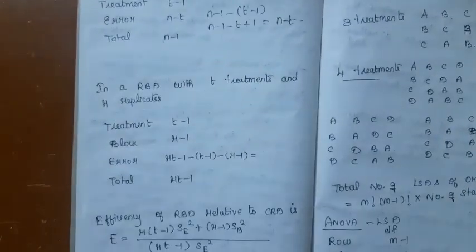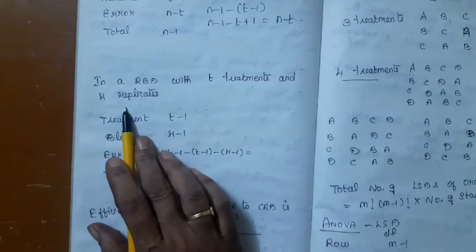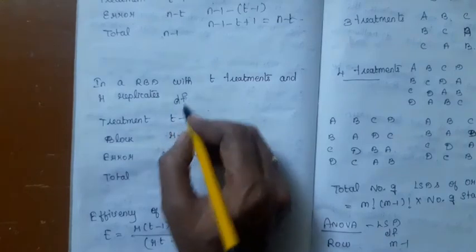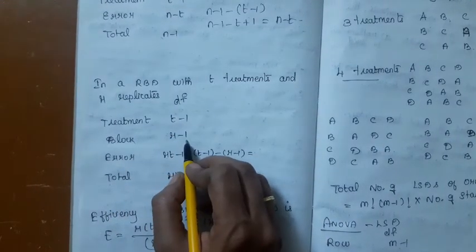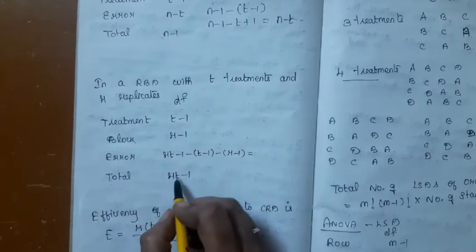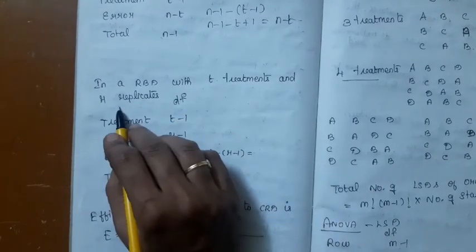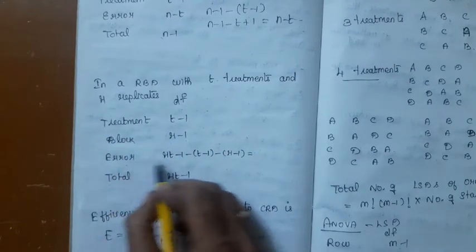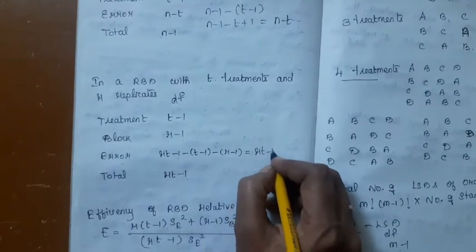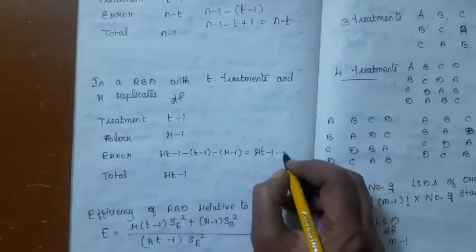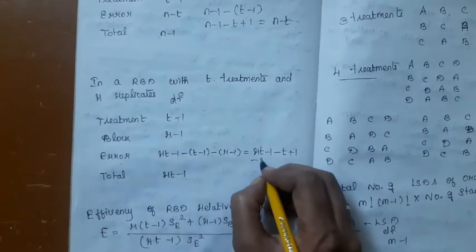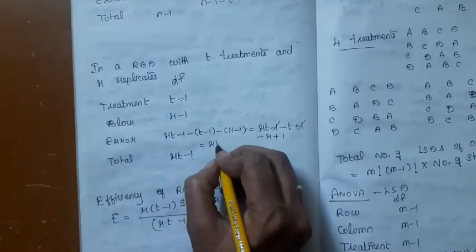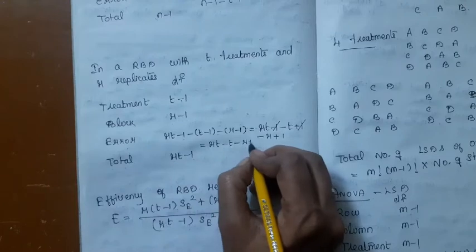Right? In RBD with T treatments and R replicates, the treatment sum of square is T minus 1. The block sum of square or replicate sum of square is R minus 1. Total number of experimental units is T treatments, every treatment is repeated R times, so RT minus 1. The error degrees of freedom is RT minus 1 minus (T minus 1) minus (R minus 1), which is RT minus 1 minus T plus 1 minus R plus 1. The 1 gets cancelled, so you have RT minus T minus R plus 1.